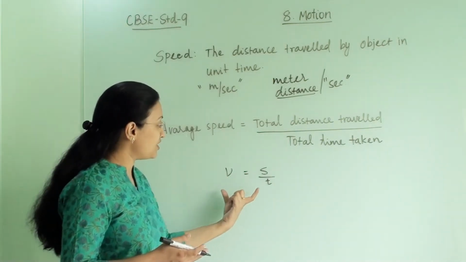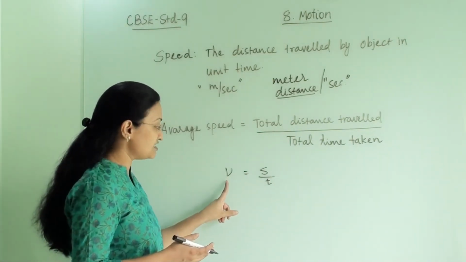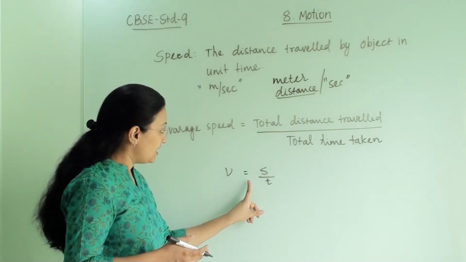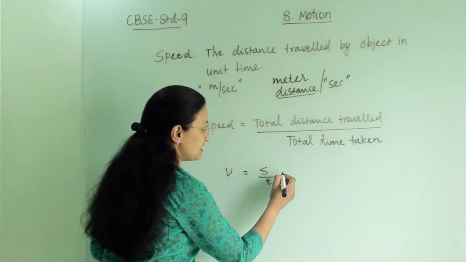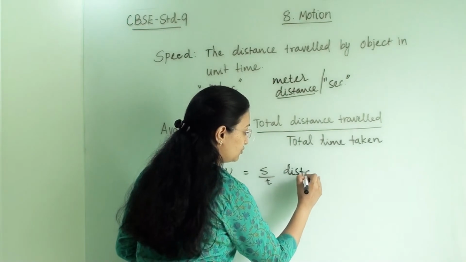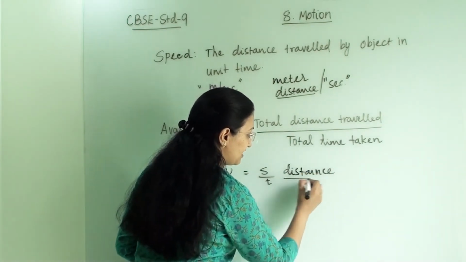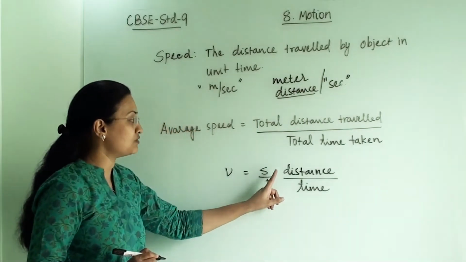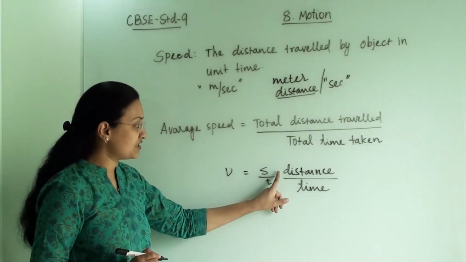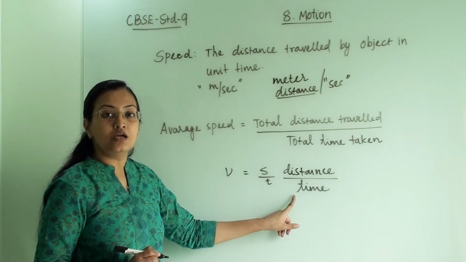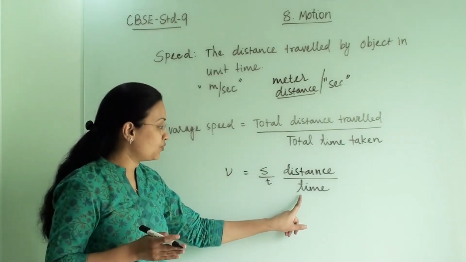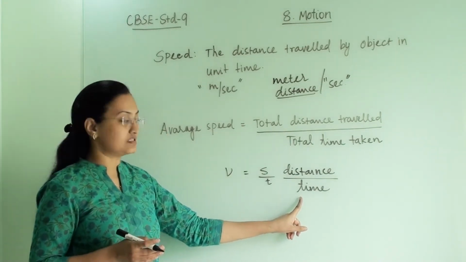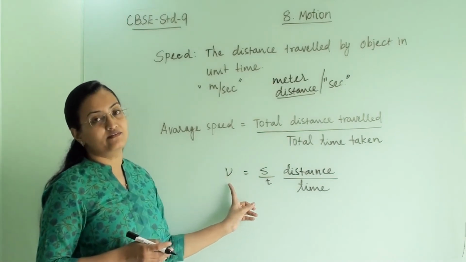Now the equation for average speed is V equals to S, where S is the total distance travelled by a body, divided by total time taken. So this is throughout the journey. Throughout the journey, from initial point to final point, what is the distance, and what will be the time covered by that distance. So that will be our average speed.